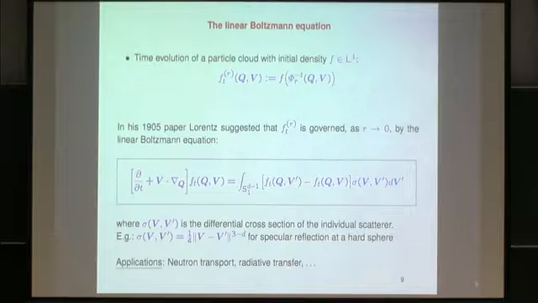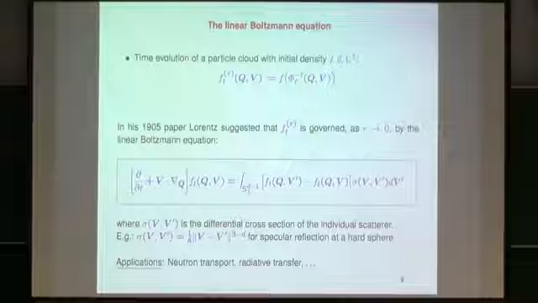Okay, so that's the equation that Lorentz wrote down. It's called the linear Boltzmann equation. It's also sometimes called the kinetic Lorentz equation. And the quantity that appears here is the differential cross-section of an individual scatterer. And for example, when we have the specular reflection, it's an explicit formula and it looks like this.